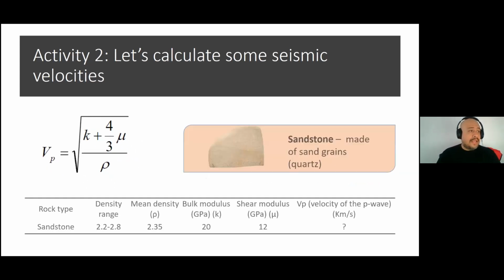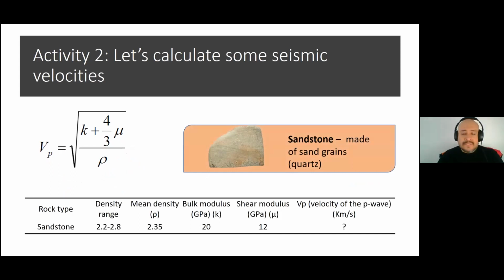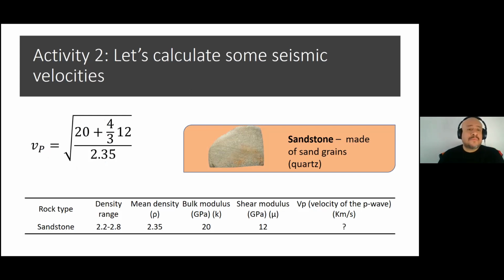So we are going to do an exercise. We have sandstone. Sandstone is a sedimentary rock made of quartz grains. The density range of sandstone is between 2.2 and 2.8. The density is going to be 2.45. The bulk modulus is 20. The shear modulus is 12. If you have your calculator or your computer, can you please tell me what is the P velocity for the waves in this case, for the sandstone? Basically, we replace the numbers and then we can calculate the result. Can someone tell me what is the result for sandstone?